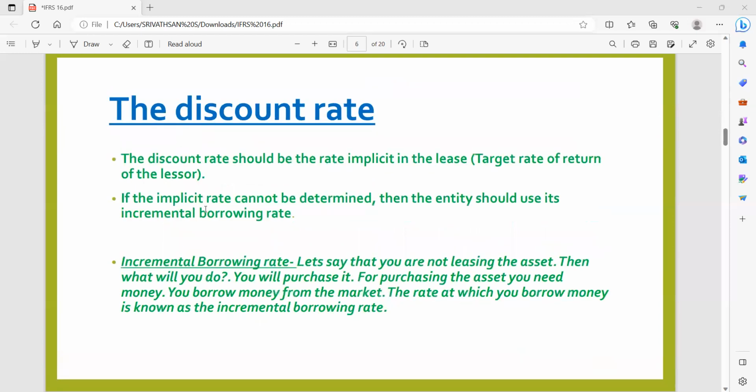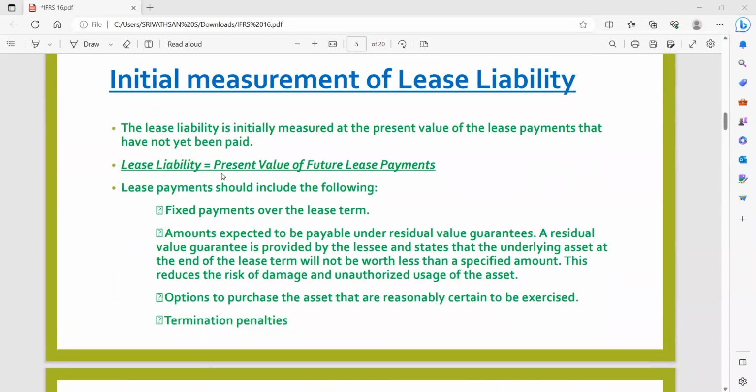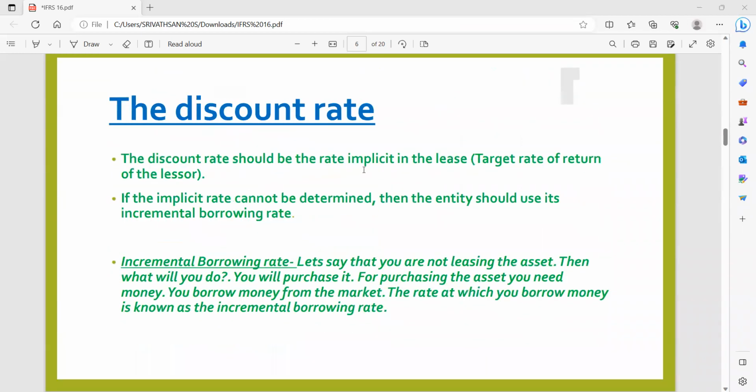The discount rate. So basically here we have told that the lease liability is equal to present value of future lease payments. So to calculate the present value, we need some discount rate to discount the cash flows. So what is the discount rate that we are supposed to use to discount the cash flows? The discount rate should be the implicit rate in the lease. That is, this implicit rate is known as the target rate of return of the lessor. So you don't need to break your head over how this implicit rate is calculated. It will be given in the question itself.